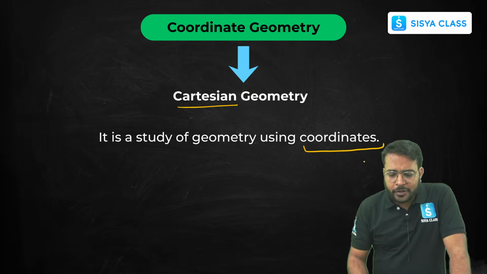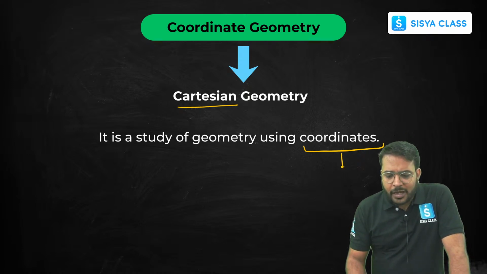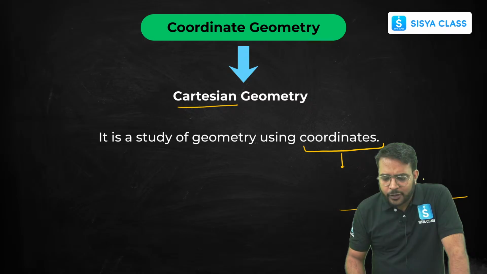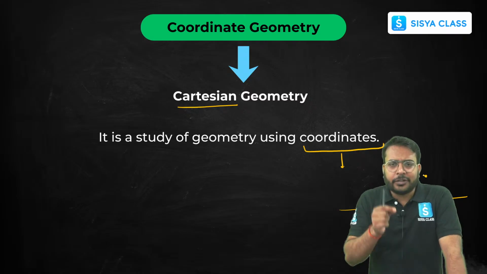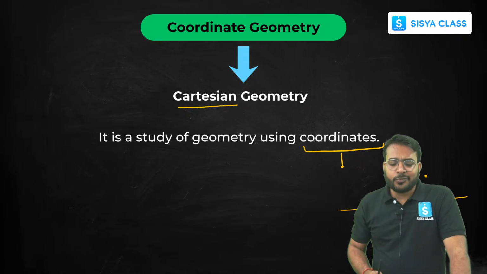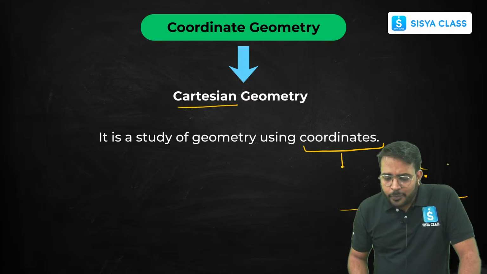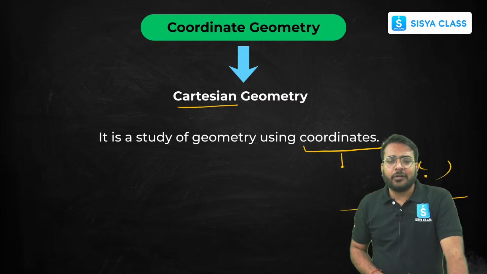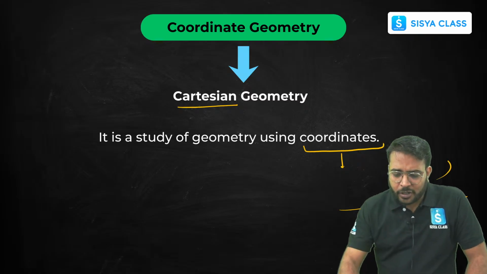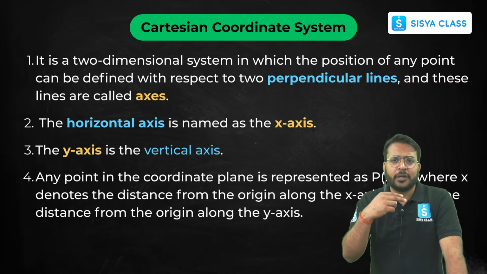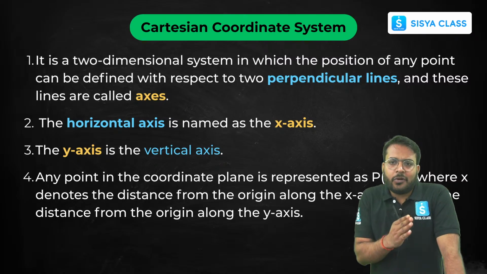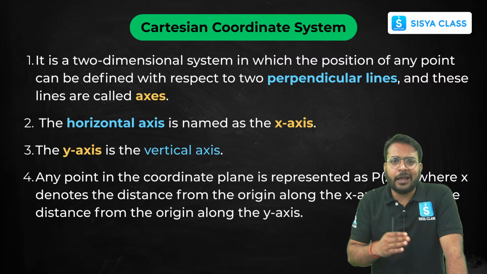Sir, what are coordinates? Coordinates means, beta, whenever we locate any point on the xy plane, that particular point is represented by some coordinates. Later on we will discuss what a coordinate is. It is made up of 2 things: x coordinate and y coordinate, or abscissa and ordinate.